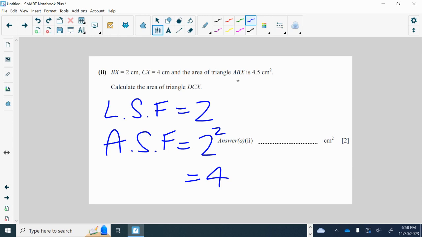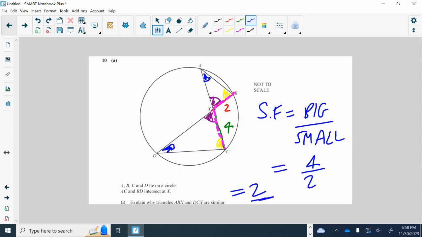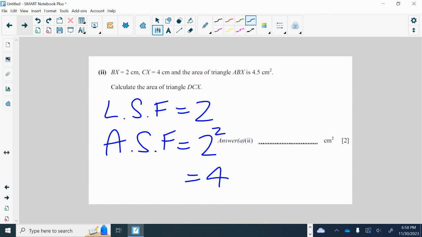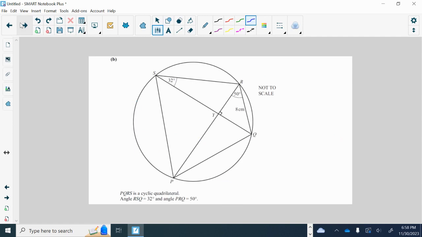Triangle ABX is the small triangle here, and we're trying to find the bigger triangle. So you're going from the small one to the big one, so you just do 4.5 times 4. It's going to be 4 times bigger, so it'd be 18 centimeters squared.